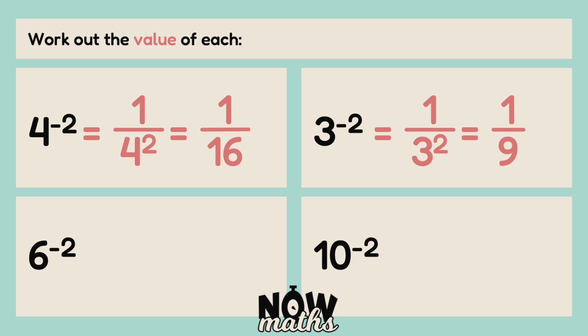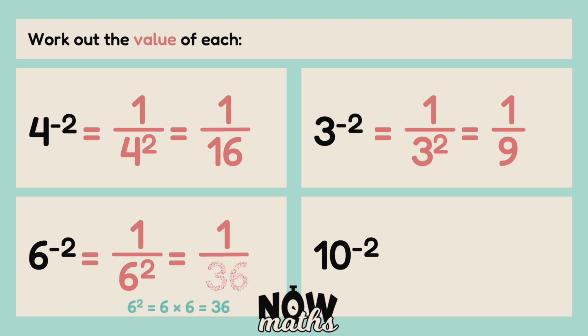For the third question, we have 6 to the power of -2, so we take the reciprocal of 6, which is 1 over 6. Then since it's -2, we square the 6, and if we square 6, 6 multiplied by 6 is 36, so we get a final answer of 1 over 36.